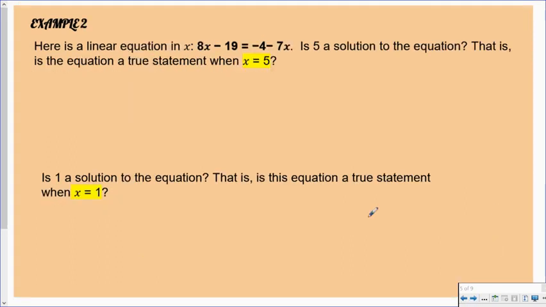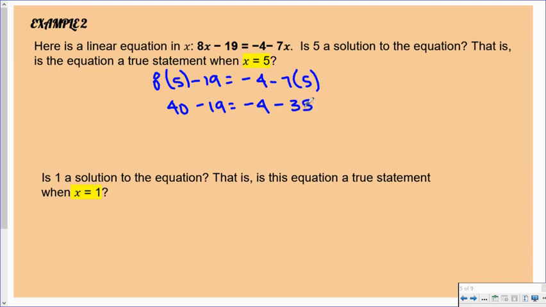Let's look at another example. This time they have x equaling 5, and it's for the equation 8x minus 19 equals negative 4 minus 7x. So wherever I see x, I'm going to substitute 5 in. So I have 8 times 5 minus 19, and then negative 4 minus 7 times 5. 8 times 5 is 40, minus 19. And then negative 4 minus 35.